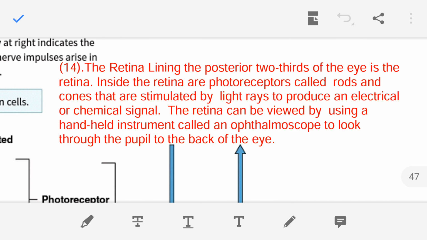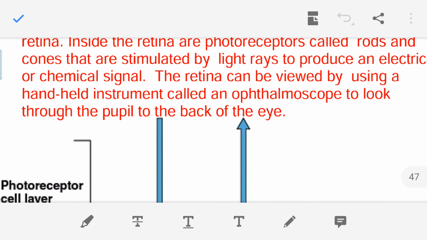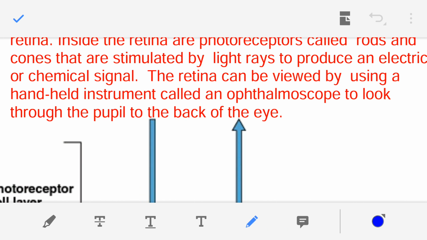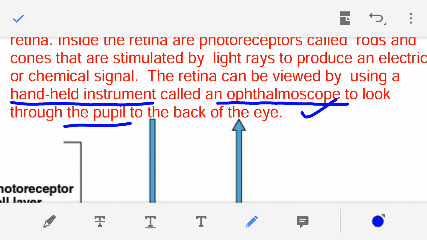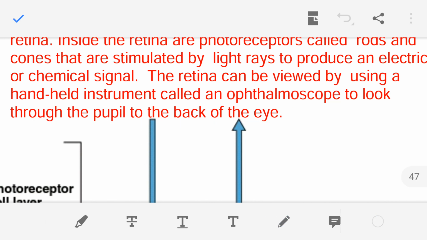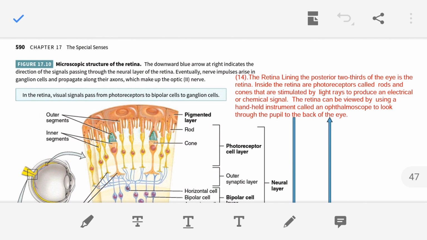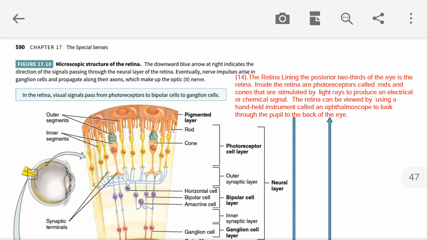nerve impulse. Now we can view the retina by using a handheld instrument which is known as an ophthalmoscope. By using this instrument, we need to look through the pupil. Then we will be able to see the retina, which is present at the back of our eye. So this is about the retina.